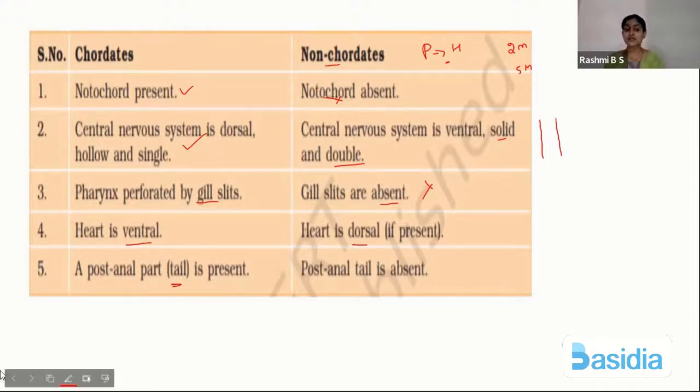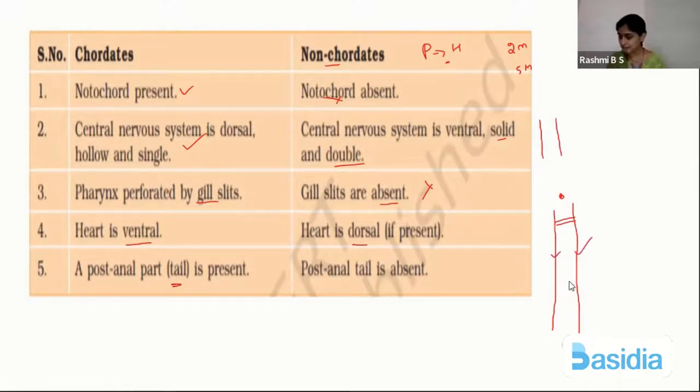These are some of the important differences between chordates and non-chordates. Solid and double, what does it mean? Beta, just try to remember from your annelida. I have shown you the diagram of the nervous system, with a brain here and a transverse nerve. This is the lateral nerve. Two cords are running, double. And these are not hollow. They are not like a pipe. They are like an iron rod, filled, that is solid.